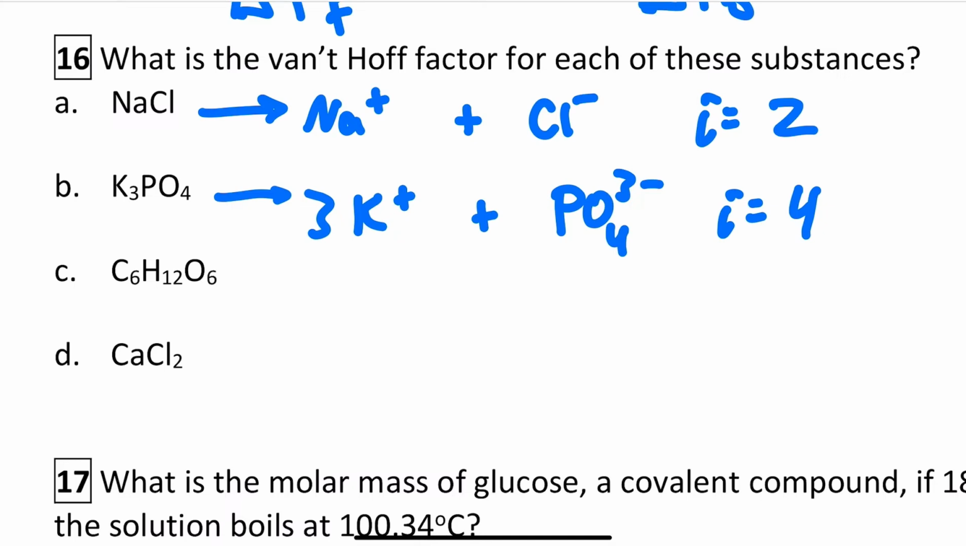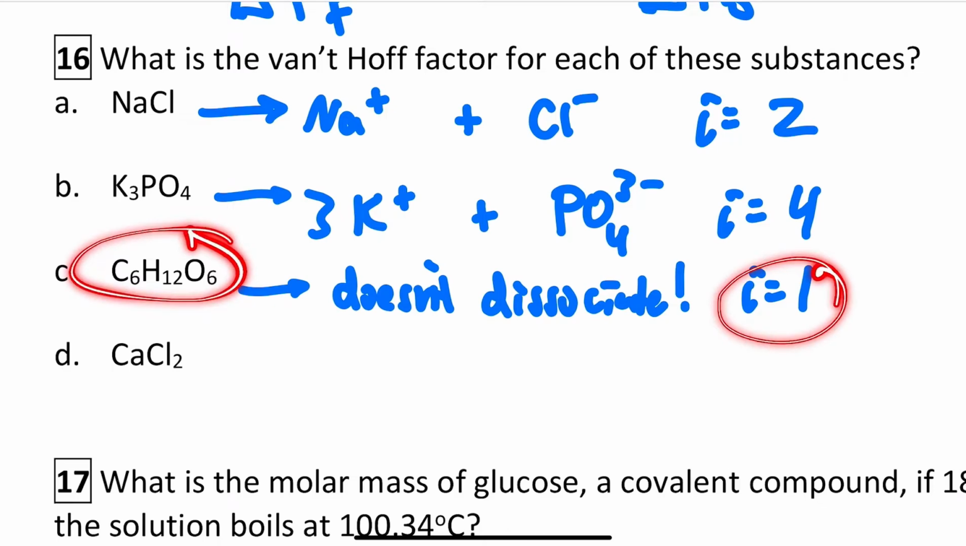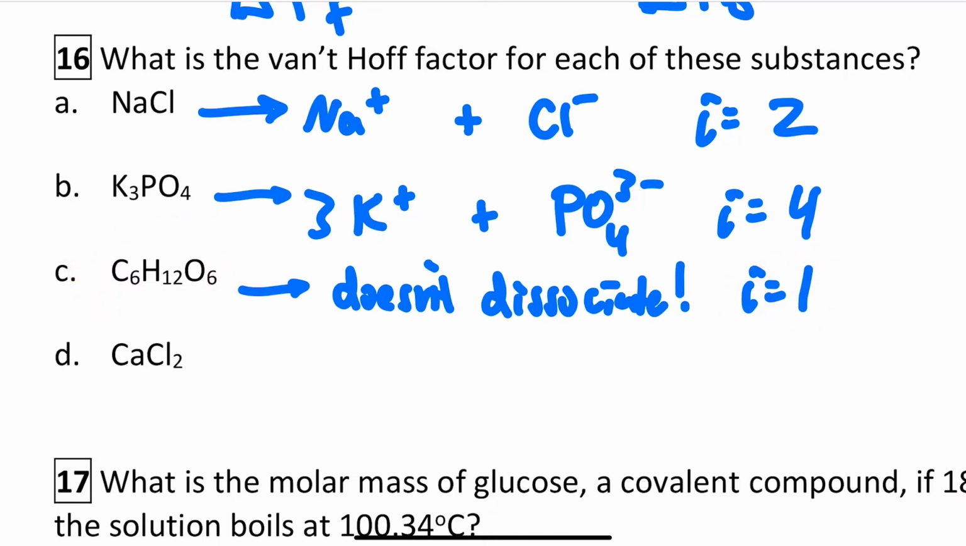The next one, this is the molecular formula of glucose, so it's molecular. This doesn't dissociate. Now that doesn't mean i is 0, it just means i is 1. For every 1 glucose molecule, I get 1 particle. They dissolve, but they don't dissociate. Remember, those 2 words don't mean the same thing.